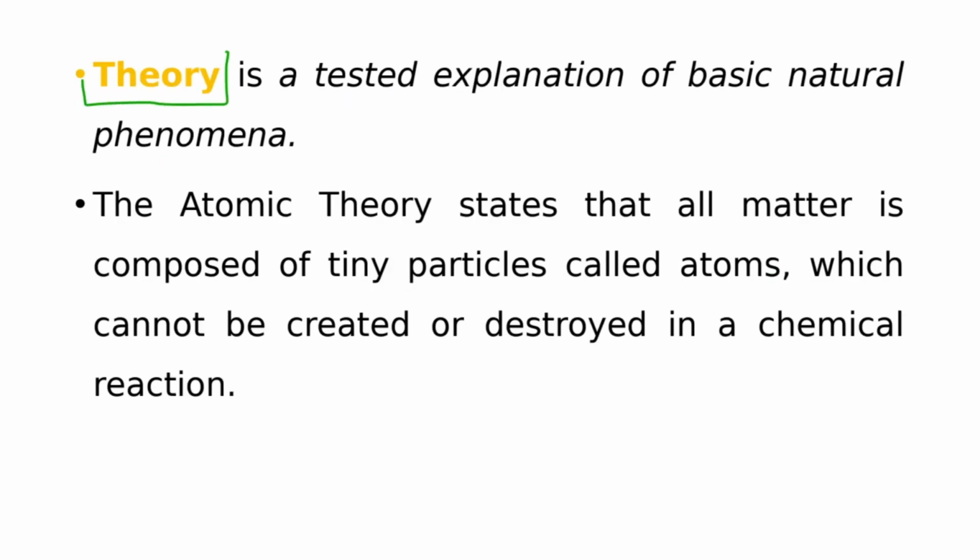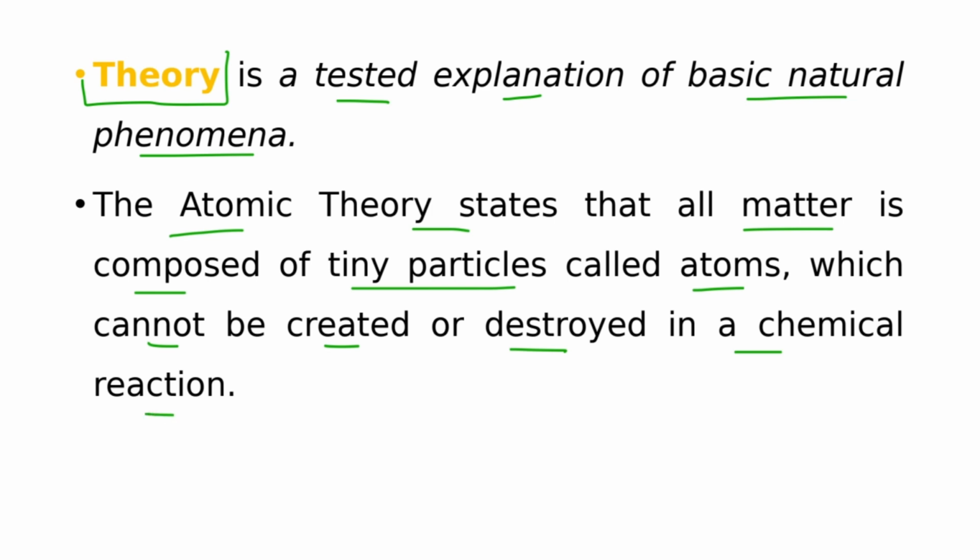Finally, we will develop a theory, which is a tested explanation of basic natural phenomena. Now, for example, the atomic theory states that all matter is composed of tiny particles called atoms, which cannot be created or destroyed in a chemical reaction. So basically, this theory came from the sequence of the scientific method, which started with observation, then hypothesis formation, then experiment, then law formation. Finally, we came out with this theory.